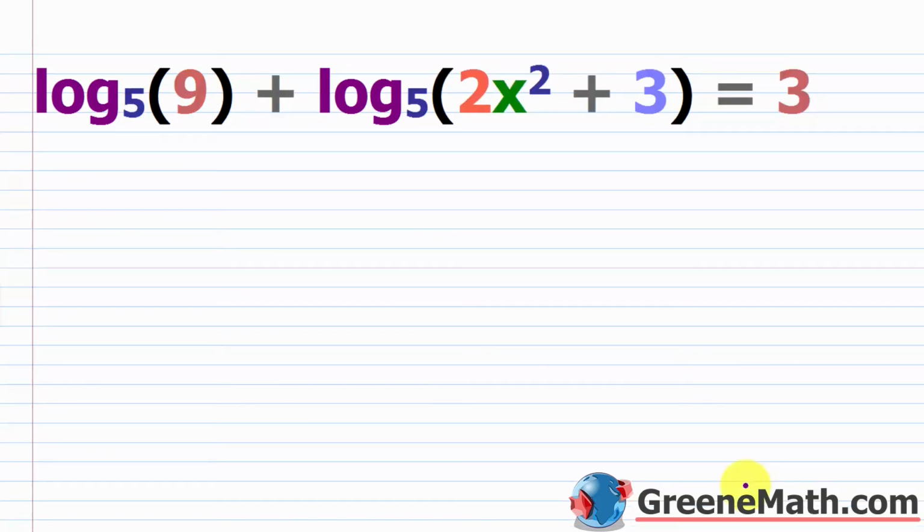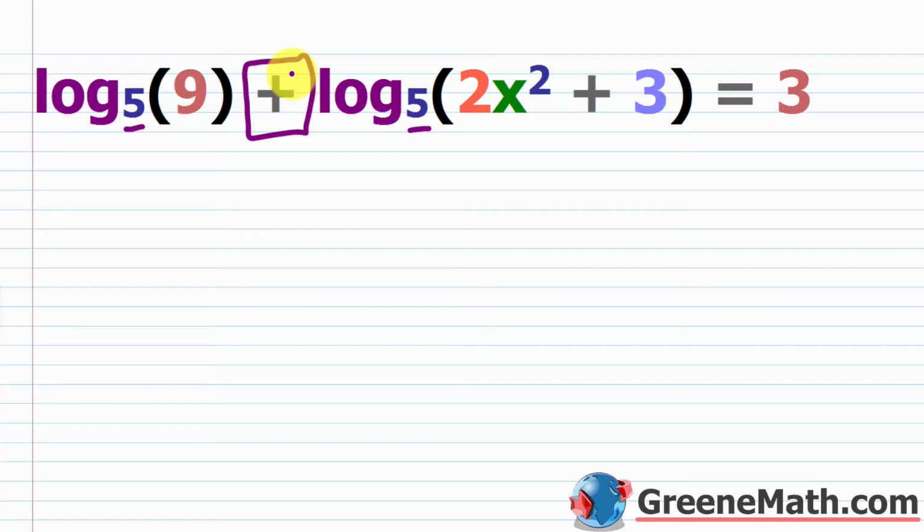All right, let's take a look at another one. We have log base 5 of 9 plus log base 5 of 2x squared plus 3, and this equals 3. For this type of scenario, you want to turn to your properties of logarithms. Notice that you have the same base here in each case, and you have this addition involved. So we already know that we can manipulate this into one logarithm.